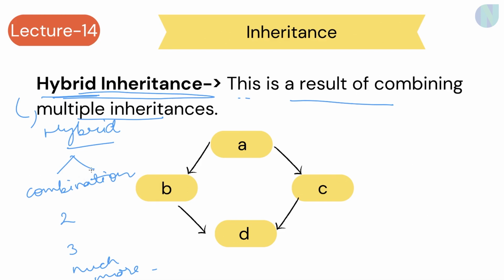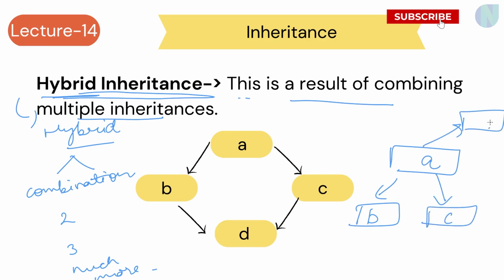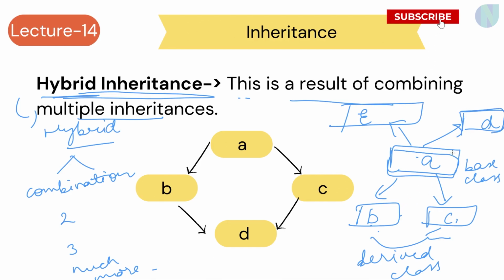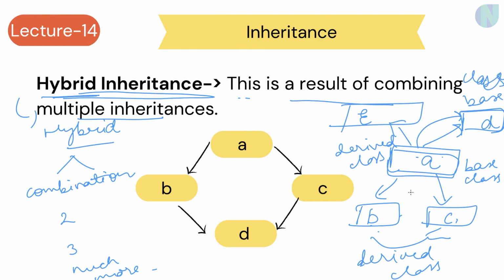So consider, for example, there is a class A, a class B, a class C, a class D, and a class E. Now A is a base class for B and C, and B and C are derived classes of A. They are deriving their properties from class A. Now coming to D, A is itself deriving its properties from D. So for D, A is a derived class and D is a base class. As you can see, this is an example of inheritance.